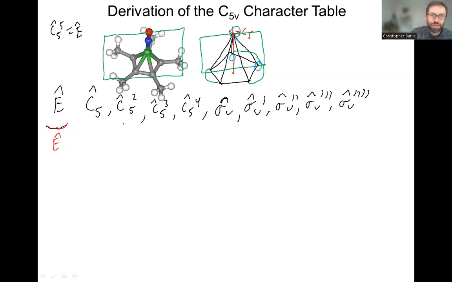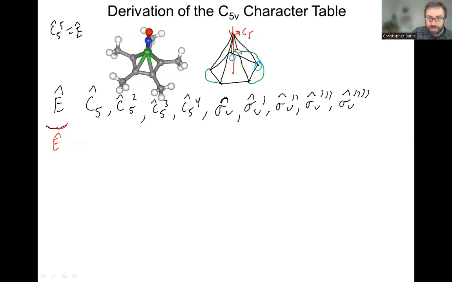Identity and inversion always go into their own class. We don't have inversion in this point group. And then we have to think about the C5s. It's tempting to group all of these into the same class, but we actually have to be a little careful here and think about this.